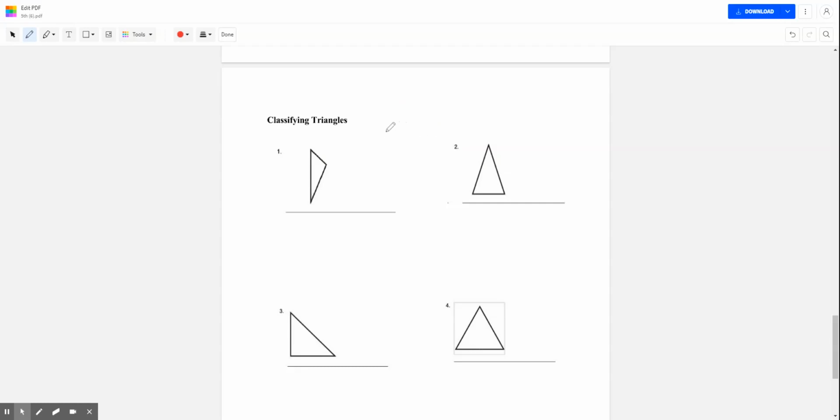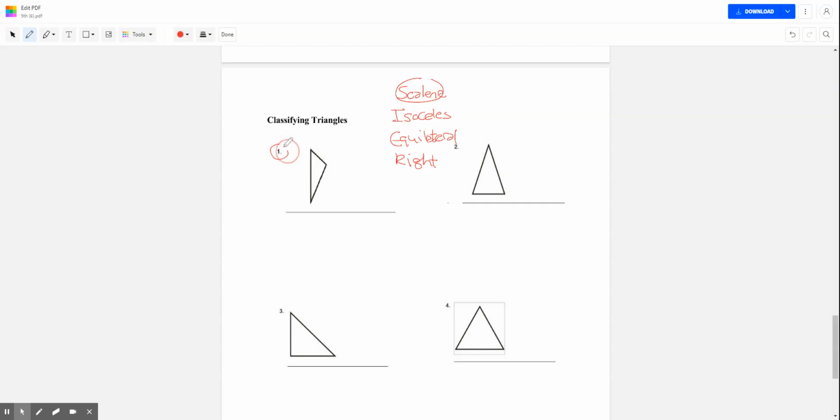Classifying triangles. So we're going to classify these triangles as scalene, isosceles, equilateral, or right. Scalene is when none of the side lengths are equal. Isosceles is when 2 of the sides are equal. Equilateral is when all sides are equal. Right is when one angle is a right angle.